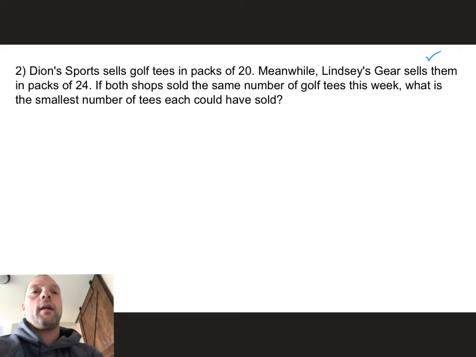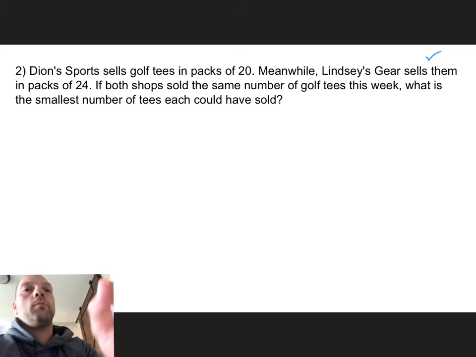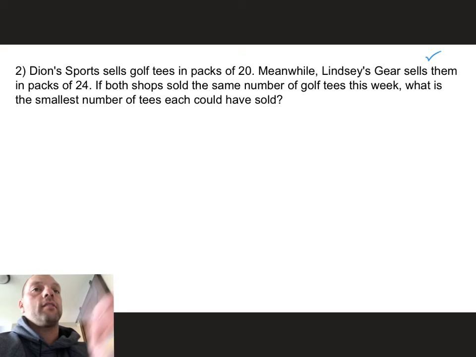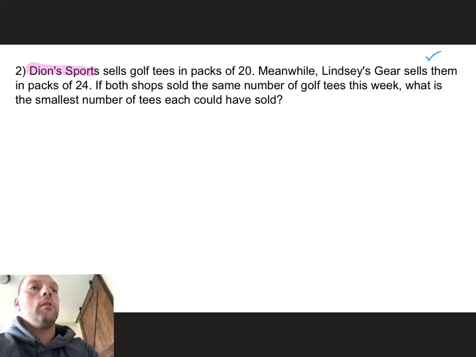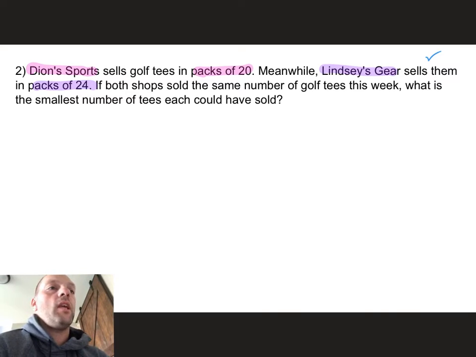All right, so I'm going to go back through and highlight now. So I have Dion Sports sells golf tees in packs of 20. So Dion Sports, packs of 20. Meanwhile, Lindsay's Gear sells them in packs of 24. If both shops sold the same number of golf tees this week, okay, so we have the same number being sold. What is the smallest number of tees each could have sold?